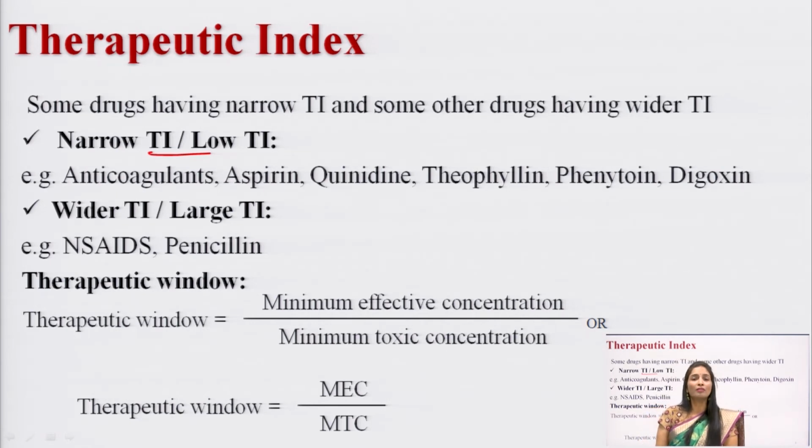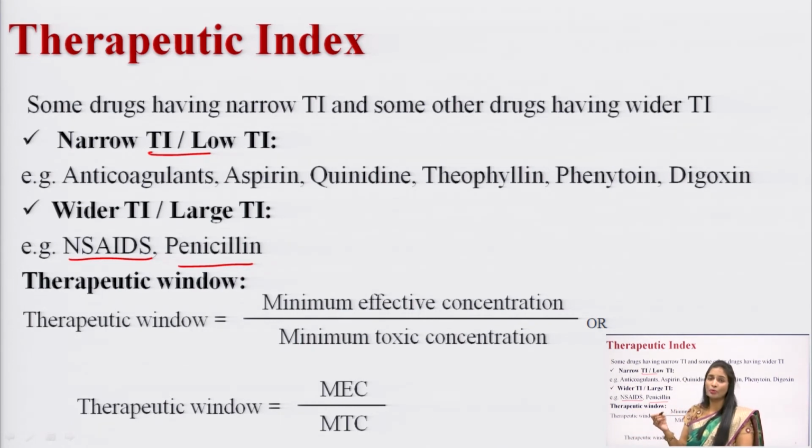And what about the wider therapeutic index? A slight increase in dose does not produce any toxic effect or unwanted side effects. For example, penicillin and NSAIDs except aspirin. These are the drugs which fall under the wider therapeutic index. As the dose increases, there will not be much toxic effect with the particular drug. Okay.